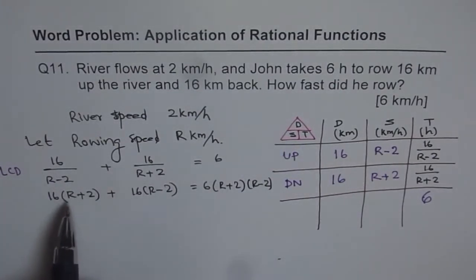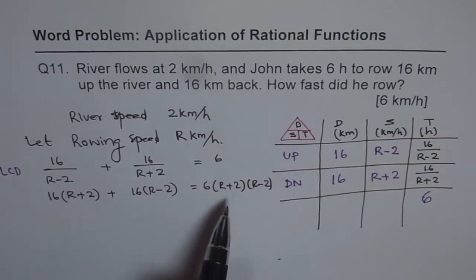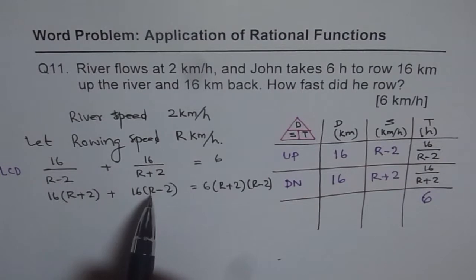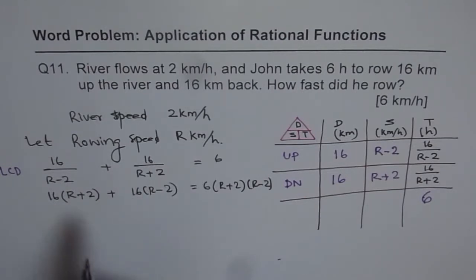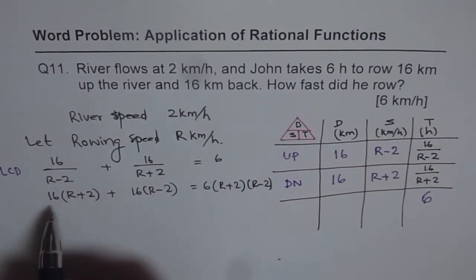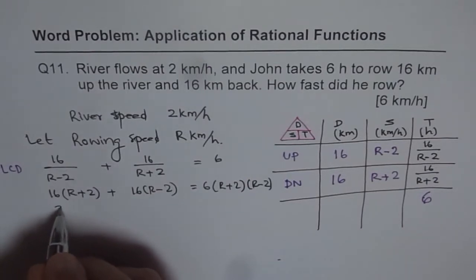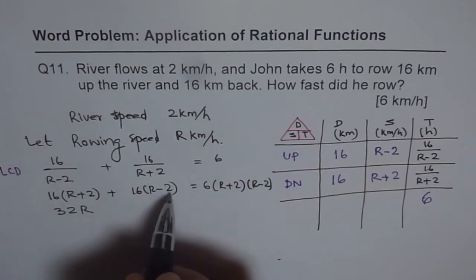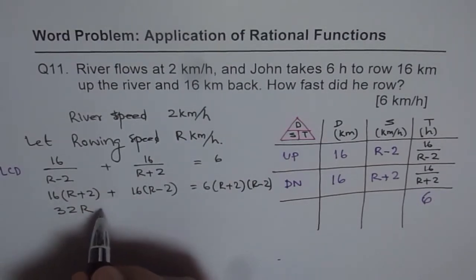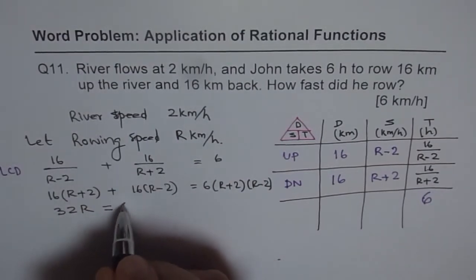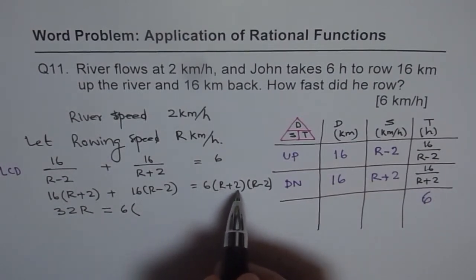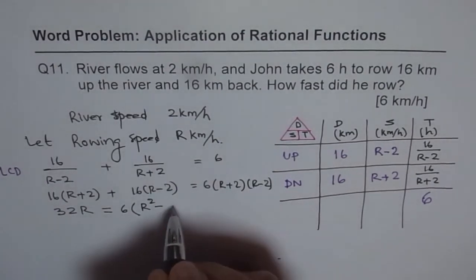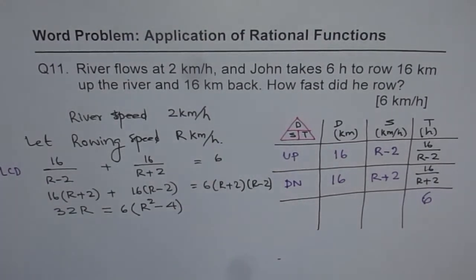One way is, of course, to expand and then simplify. The other way is to look at it: 16r plus 16r means 32r, so we can write down 32r. And 16 times 2 minus 16 times 2 becomes 0, so we get only 32r on this side. Here we have 6 times the product of sum and difference, which gives r squared minus 2 squared, which is 4. So that's kind of faster, right?